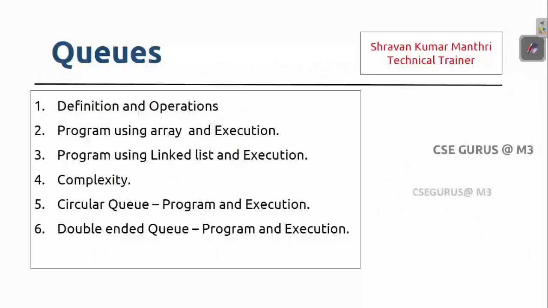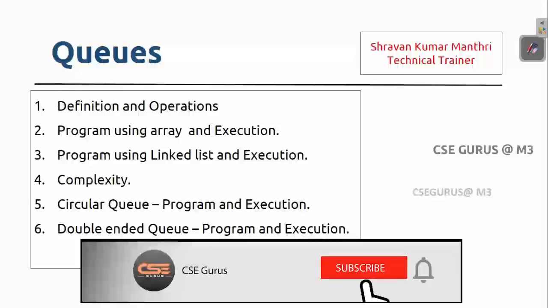We'll see these things in the concept of queues, like what is the definition and operations. Of course, we'll write a program using arrays and execute it. We'll write it with a linked list also, execute it, then see what the complexity of the programs is. Then we'll see what a circular queue is, how it is different from a simple queue, and of course the double-ended queue also. We'll write a program and execute it for these two as well. So this is the part we'll see as part of the queues data structure.